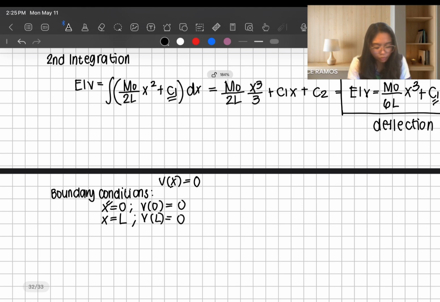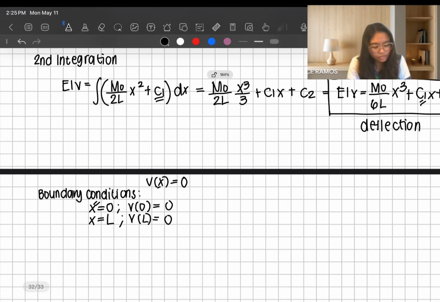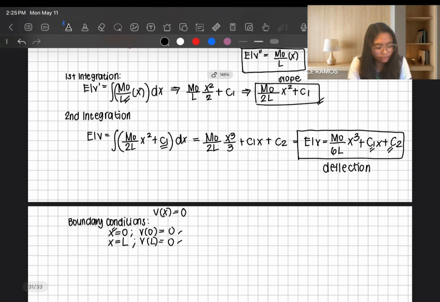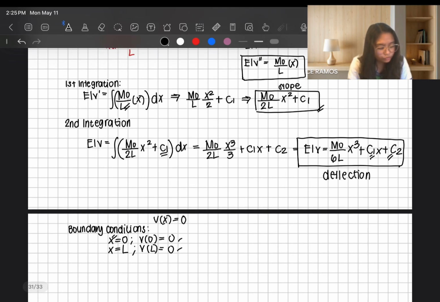So, after po nating makuha yung mga boundary conditions, ano pong gagawin natin? So, ang mangyayari dito is isa-substitute natin ito sa isang equation. So, ano pong equation yung gagamitin natin? So, ang equation po na gagamitin natin is yung equation from the second integration. So, bakit po kaya? Kasi po, yung second integration ay tungkol sa deflection. At yung boundary conditions natin is tungkol din sa deflection. Kaya po, ang kailangan natin na equation ay yung may deflection din, which is yung result ng ating second integration.